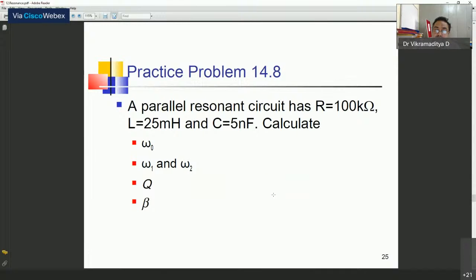There is another question. A parallel resonance circuit is there. On a similar basis, you can practice this problem more, in order to grasp the fundamentals better.